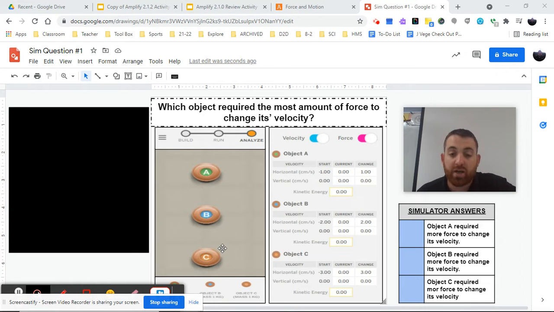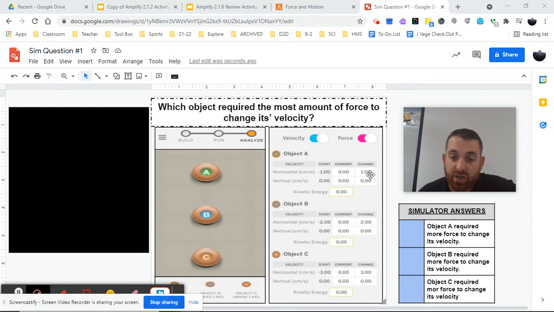Each of our objects had an initial start velocity as follows. Object A was moving at a velocity of -1. B was moving at a velocity of -2, and object C was moving at a velocity of -3. Each one of these objects had a force applied to them at the same time, which caused each of them to stop moving. As you see, their current velocity is 0. So each of their velocities changed.